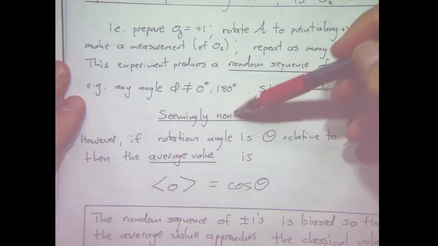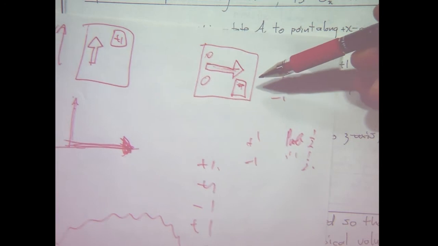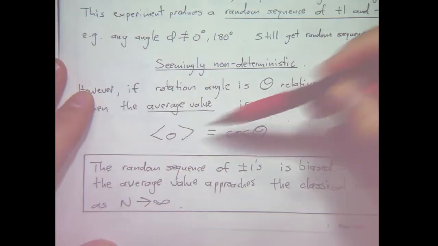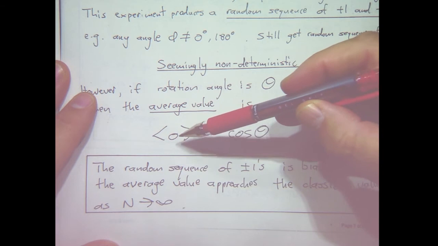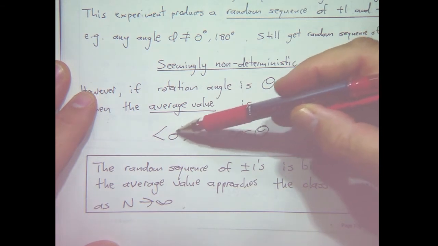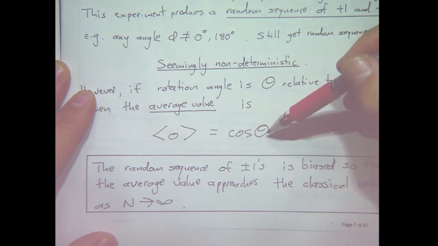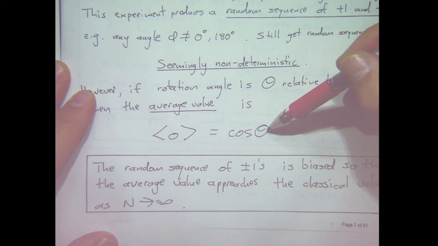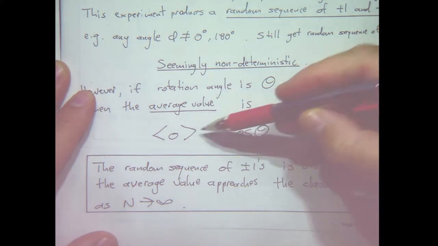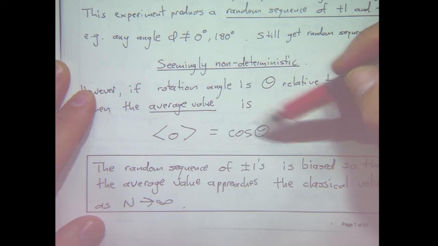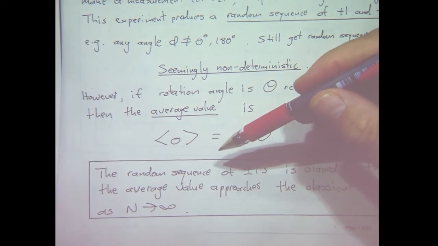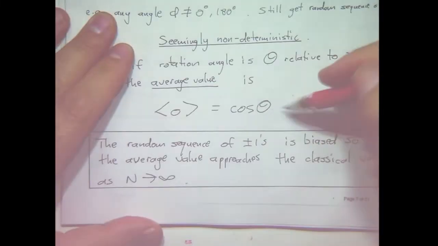So even though each single measurement seems non-deterministic, overall, the average value, or the expectation value of the observable, as it is called, is the classical value, which is cos theta. Theta is 90 degrees, cos of 90 is zero. So the average value after an infinite number of measurements is zero. And of course, if theta is 45 degrees, then it'll be biased towards plus one instead of minus one.